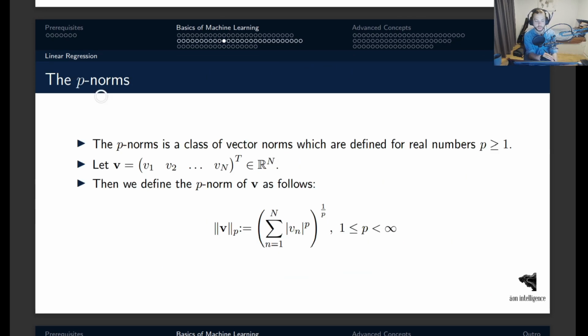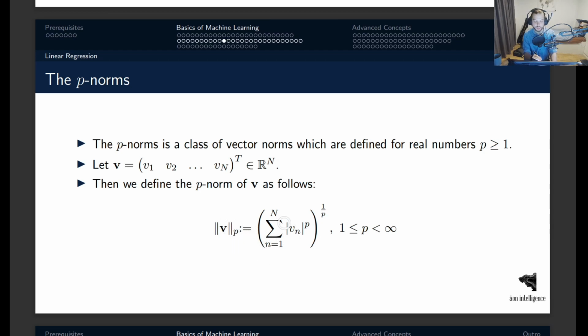I now want to show you the p-norms, which is a class of vector norms, a family of vector norms, which is defined for real numbers p equal to 1 or larger than 1. So for this, let v be a real valued vector with capital N components. Again, this is a column vector. And then we define the p-norm of v as follows.